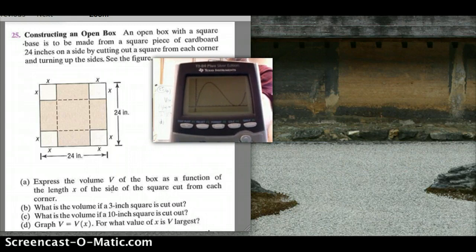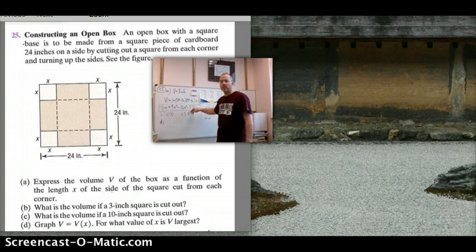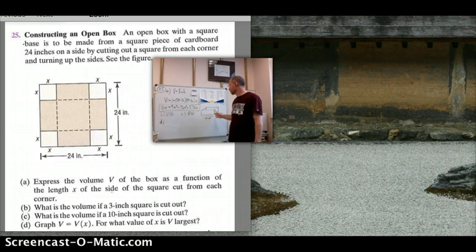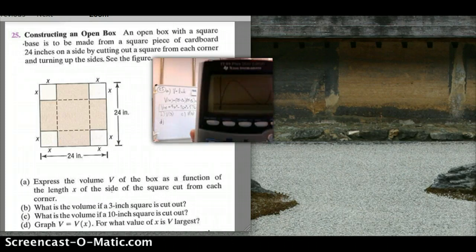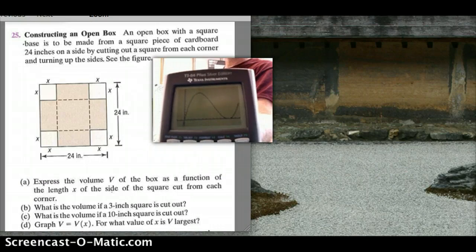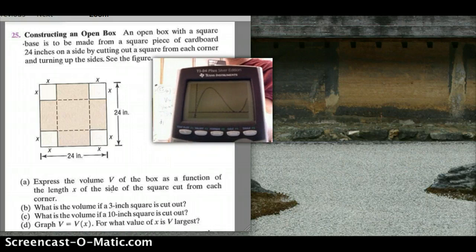If I think about what the natural domain in the problem situation for x is, I can't really cut out a square that's smaller than 0 inches on a side, so I think x has to be non-negative. And there'd be a maximum value as well, because I've got a square that's 24 inches square, and I can't cut out corners that are any bigger than 12 inches and still have any material left. So my domain in the problem situation requires that x stays somewhere between 0 and 12. It's going to be someplace in that loop that's above the x-axis.